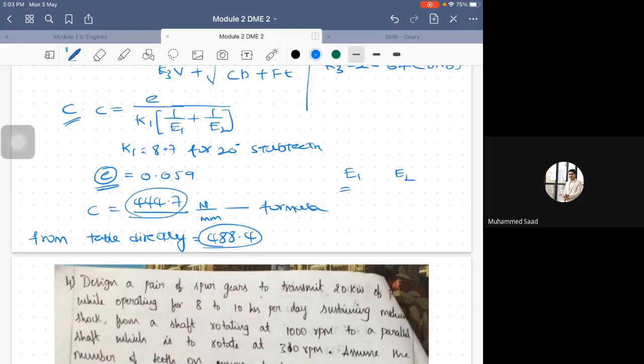So selecting this, please calculate the dynamic load. By the next class, give me the value, guys.